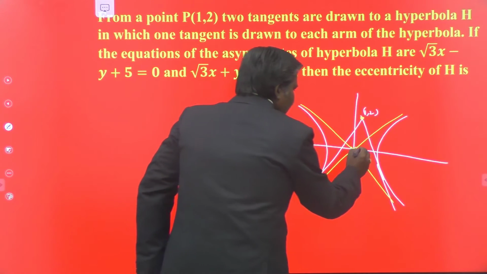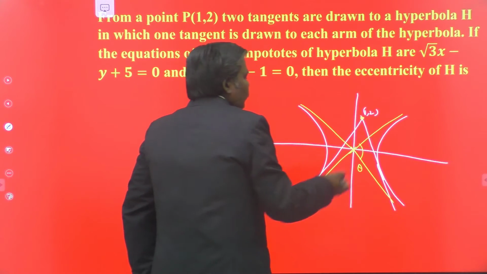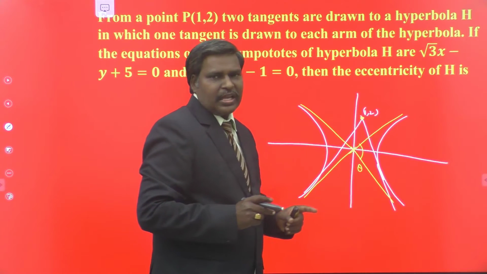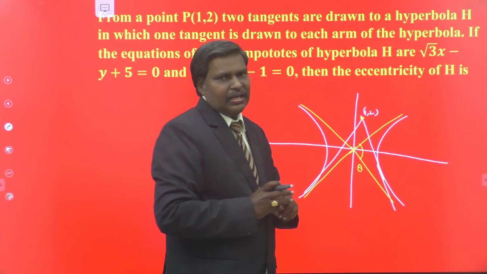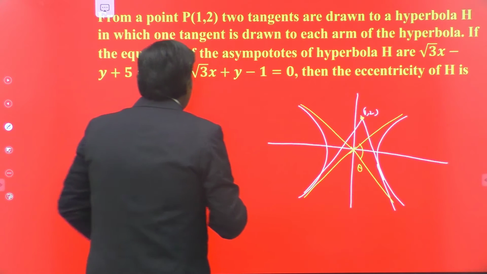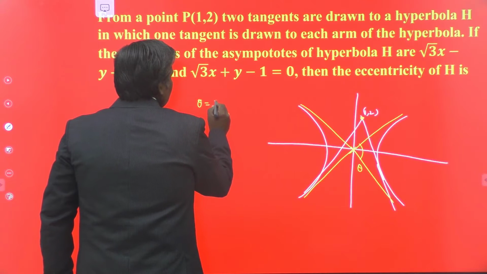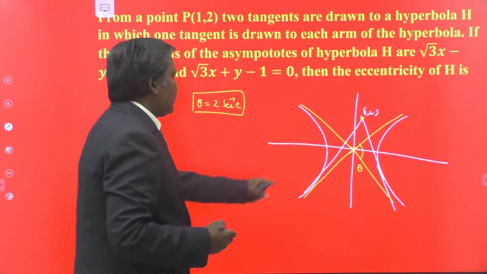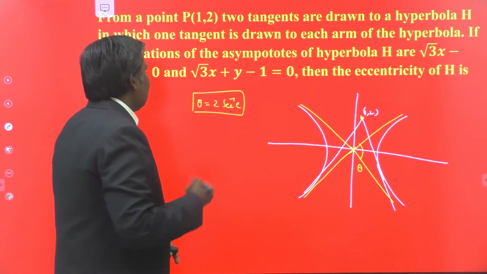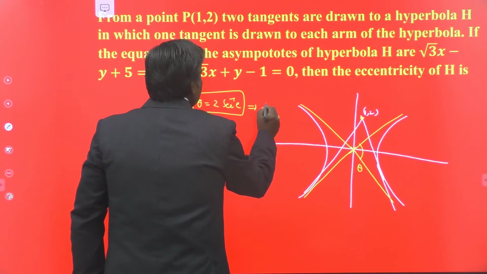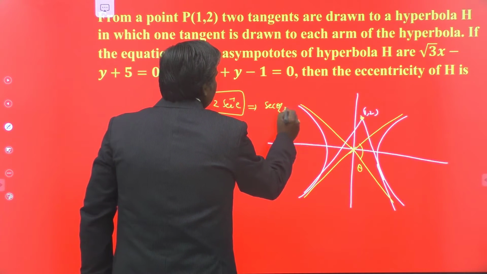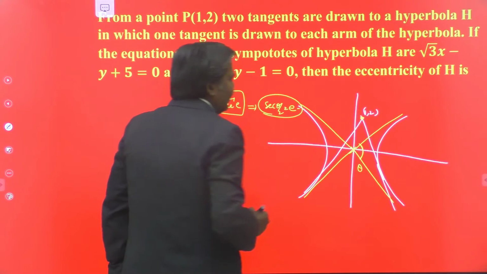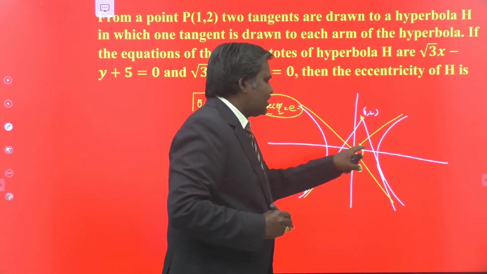Now this is the angle theta. Whether it is an acute angle or an obtuse angle, you have to find out this angle exactly. Once you have this angle, we can write the eccentricity: theta equals 2 secant inverse e. This is the relation between theta, the angle between the asymptotes, and the eccentricity. From that we can easily find the eccentricity: secant of theta by 2 equals e. So we have to find the exact angle between these two asymptotes at this position.